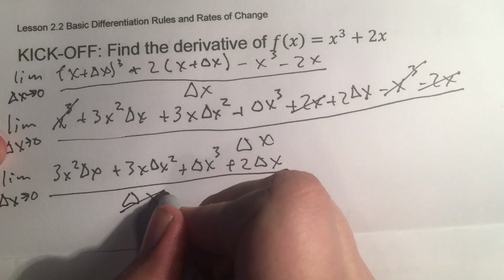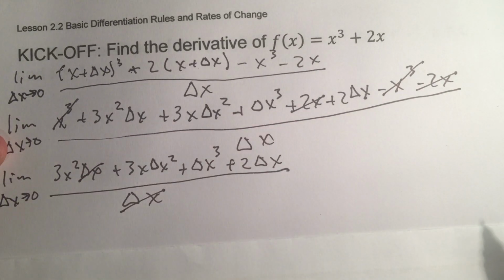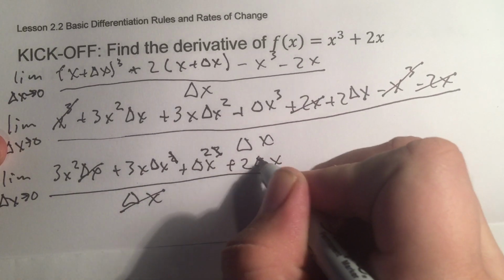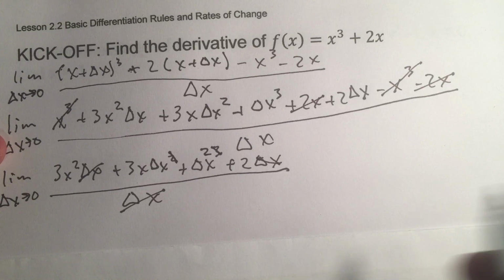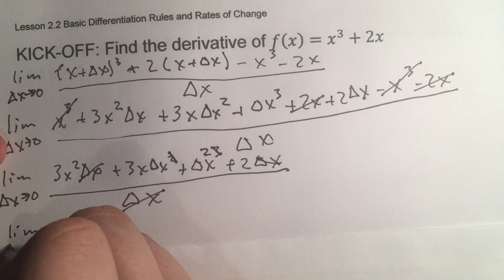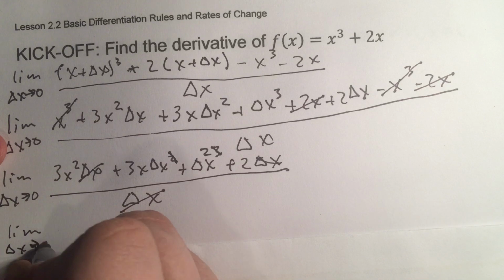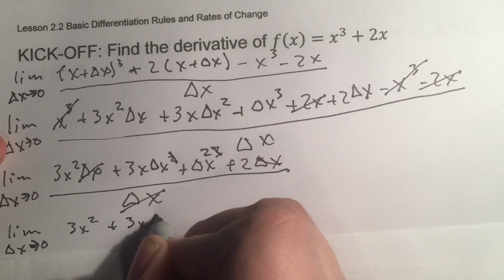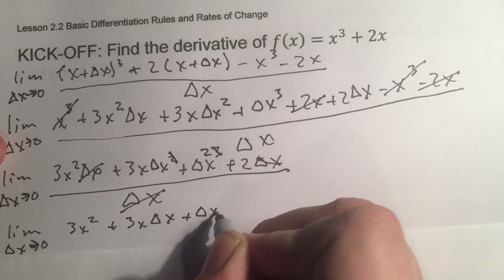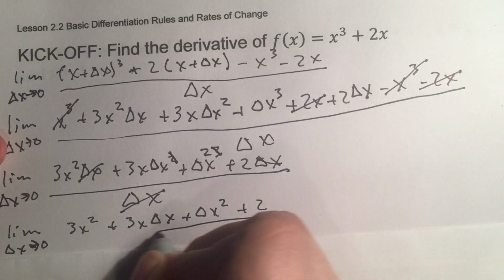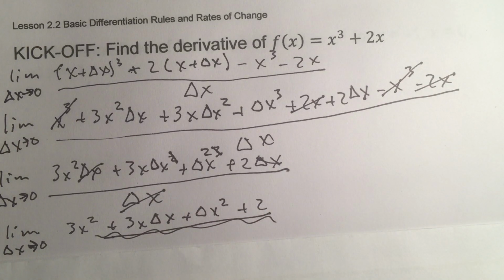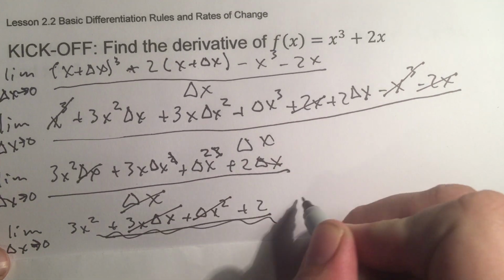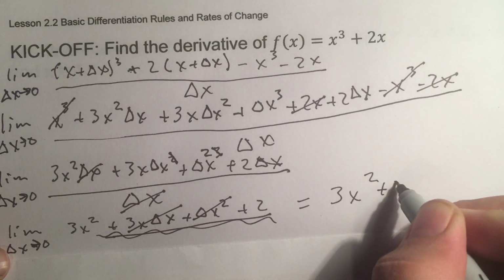So we can reduce now. It's going to cancel the one that's there, cancel one of these to make this 2, and cancel that one there. So what we have left is the limit as change of x goes to 0 of 3x squared plus 3x change of x plus change of x squared plus 2, and there is nothing on the bottom, sorry. As change of x goes to 0, this one's gone and this one's gone, and we're left with 3x squared plus 2.